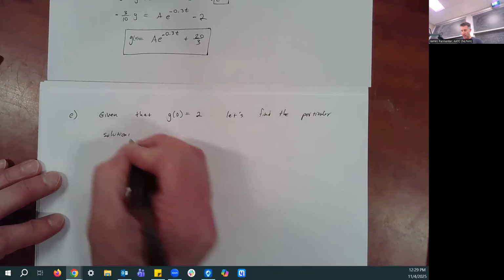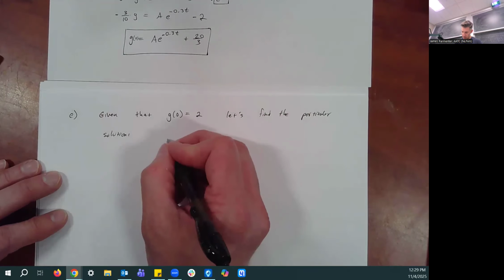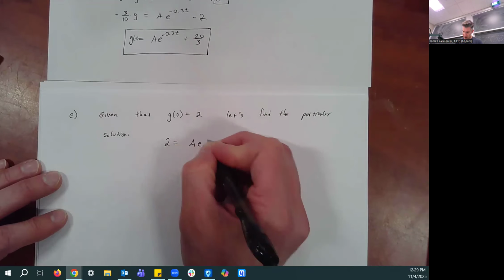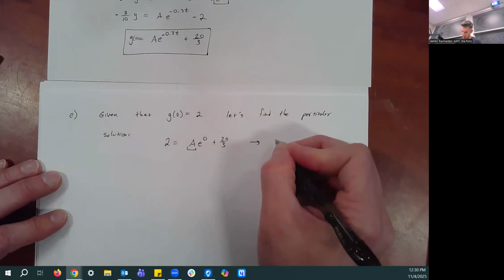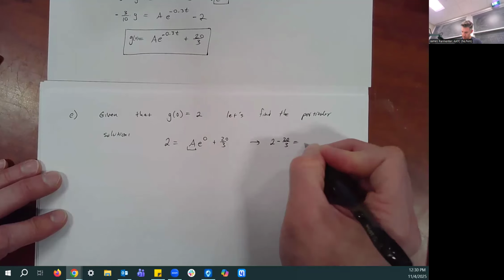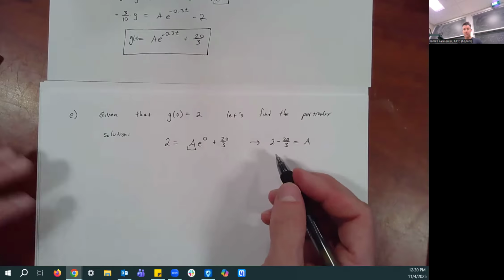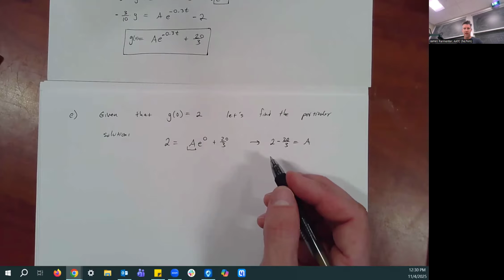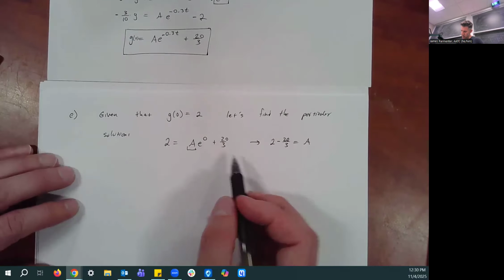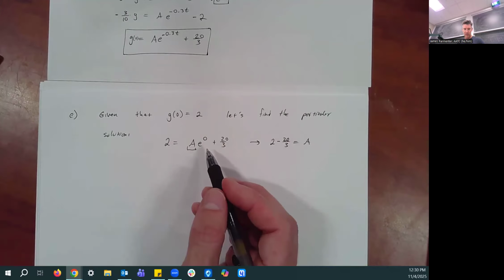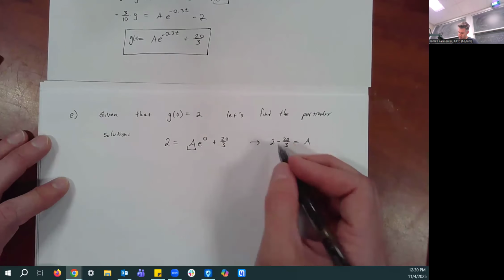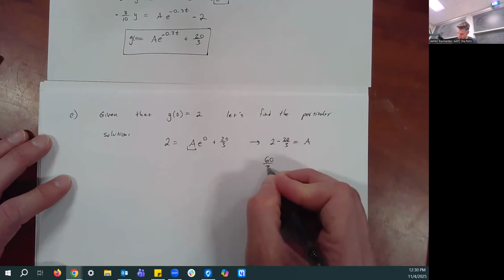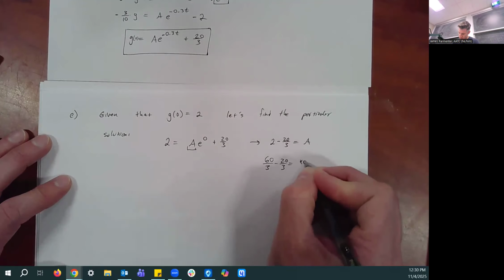So let's see, if we do this, that's not too terrible to do. We're just going to say that 2 is equal to a times e to the 0th plus 20/3. So a here is going to equal 2 minus 20/3. So that's going to be negative 14/3, I think? I feel like my brain is making errors that it should not be making. Let me double check here. No, I'm not. Okay. Sorry, sometimes your brain does weird things. So 60/3 minus 20/3 is equal to 40/3, which is our a.